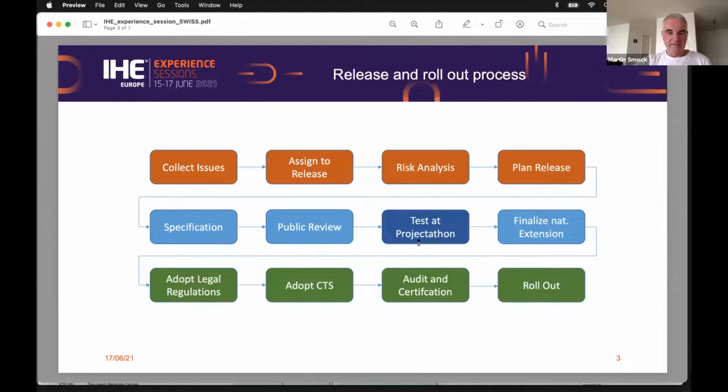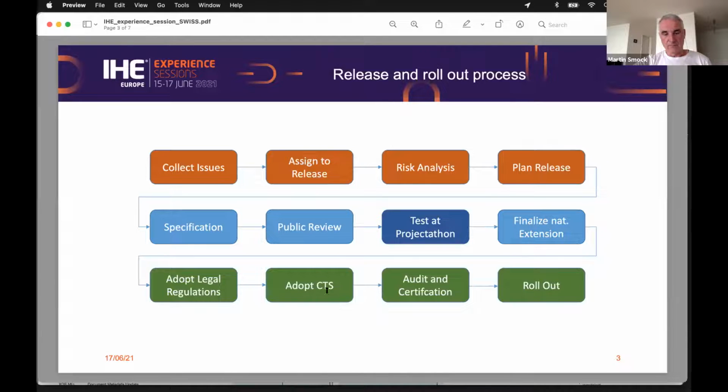We test it at the Projectathon, we find new issues, we fix the specifications, and we go to a public review phase. We test them again at the Projectathon. And if we are fine with everything, if all the vendors have no problem and we don't find any interoperability problems, we finalize that, and then we go into the legal process. We adopt the legal regulations, national extensions, implementation guidelines, and the legal texts.